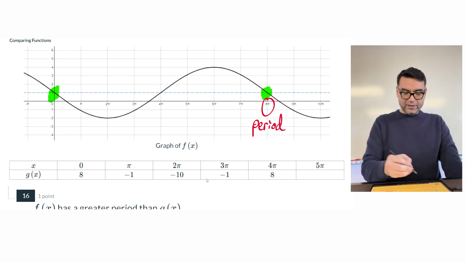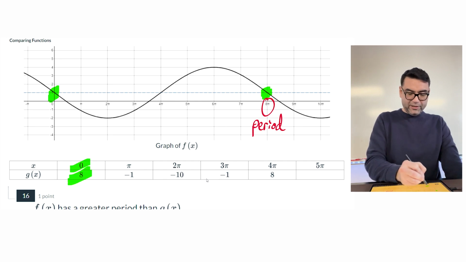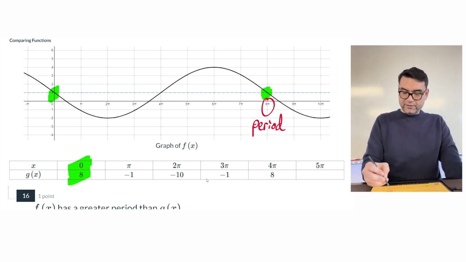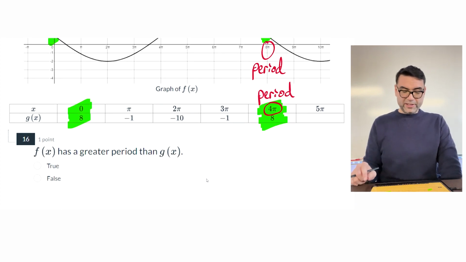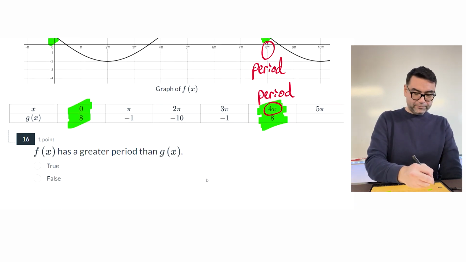And then my table begins its period, or begins a cycle, here at 0, and it ends here at 4 pi, so that would be the period of this function, 4 pi. Function f of x has a period of 8 pi, and function g of x has a period of 4 pi. So f of x has a greater period than g of x, that's true.